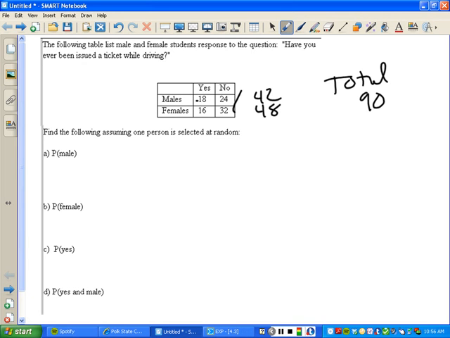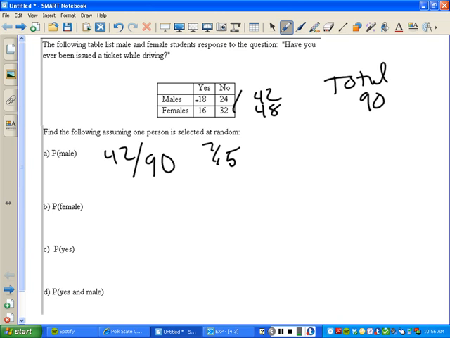Probability of a male. Probability of a male is going to be 42 out of 90. Okay. Now, again, you could reduce this if you wanted to. I think you can divide each of those by 6 and you would get 7 over 15.